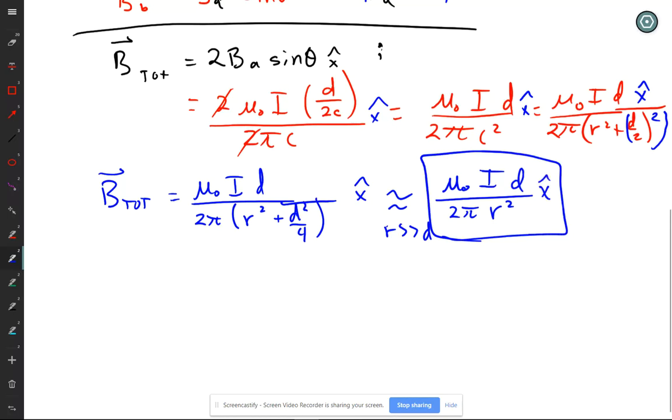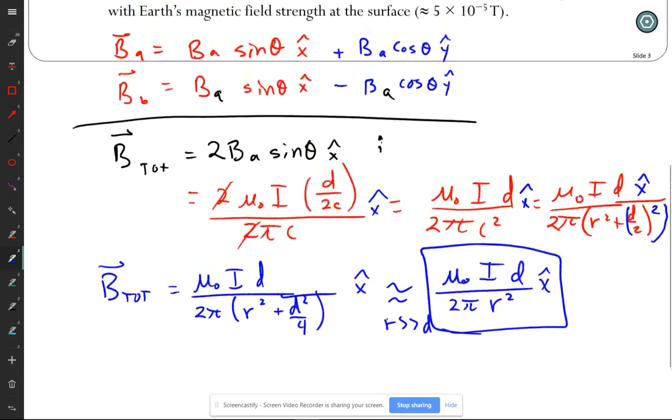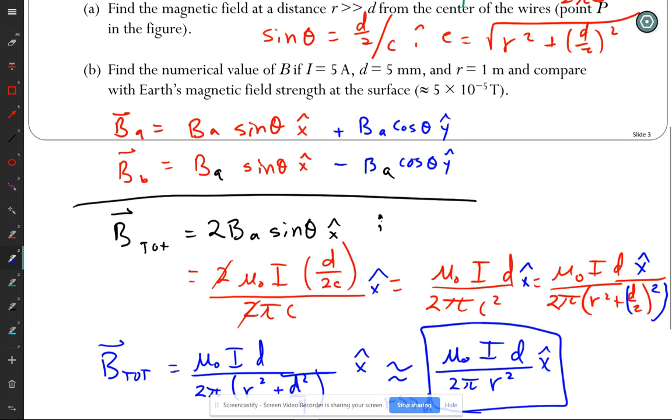So if there's a magnetic field out there, that means we can have some interaction. The second part of the question says, let's just put in numbers to see how big this is. If we have 5 amps, 5 amps is a very reasonable current. Your household circuits should go up to 15 amps. Distance is 5 millimeters. That's the separation between the 2 wires, about that far, which is reasonable for a power cord. And then we're 1 meter away.